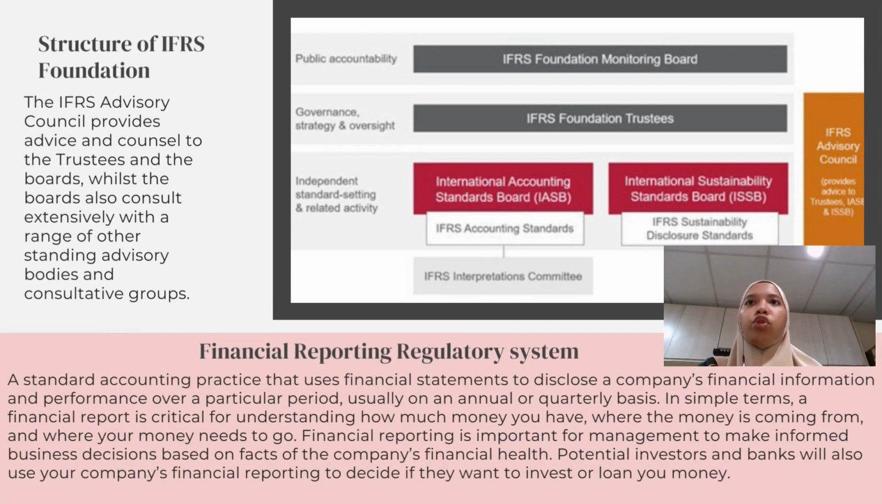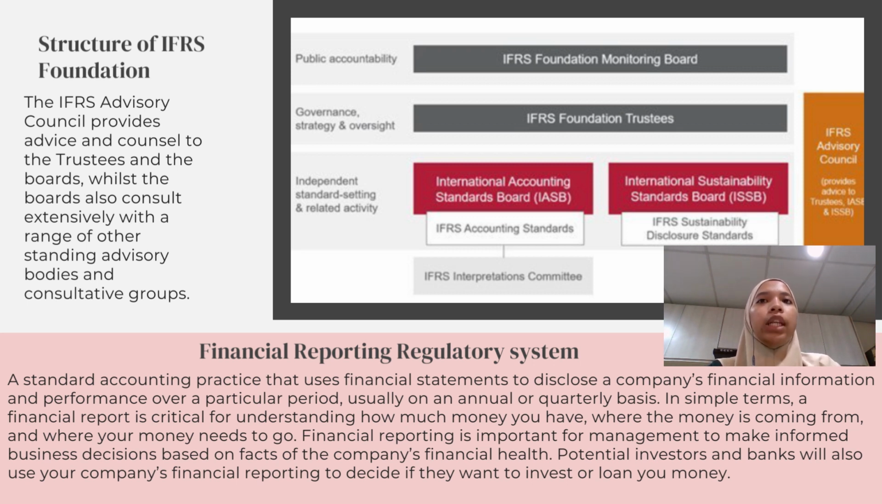Okay, first thing first, we need to know the structure of IFRS Foundation. First, IFRS Foundation Monitoring Board, which consists of the public accountability. Secondly, the foundation trustees, and then accounting standard boards, sustainability standard boards, and lastly, interpretation committee. The one that will advise and counsel these certain people is the IFRS Advisory Council, which will advise the trustee and also the boards, also the interpretation on certain action they need to do.